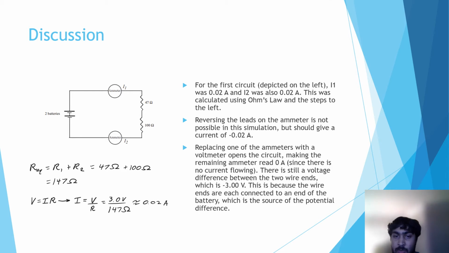Replacing one of the ammeters with a voltmeter opens the circuit, making the remaining ammeter read 0 amps since there is no current flowing. There is still a voltage difference between the two wire ends, which is negative 3.00 volts. This is because the wire ends are connected to an end of the battery, which is the source of the potential difference. Each wire end is essentially an extension of the battery terminal it's connected to.